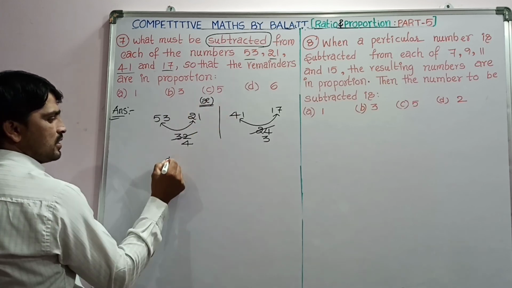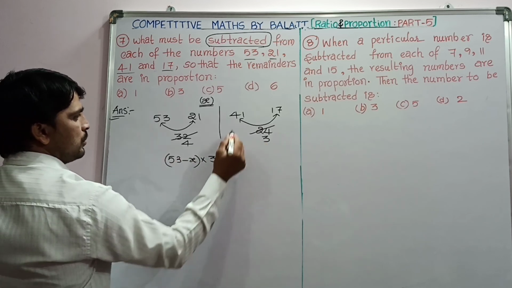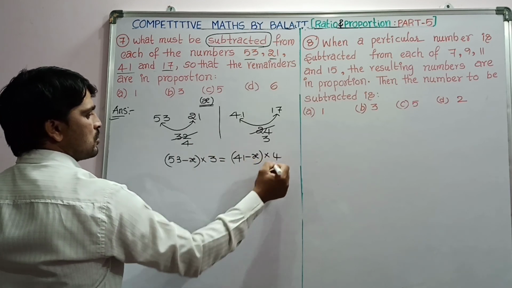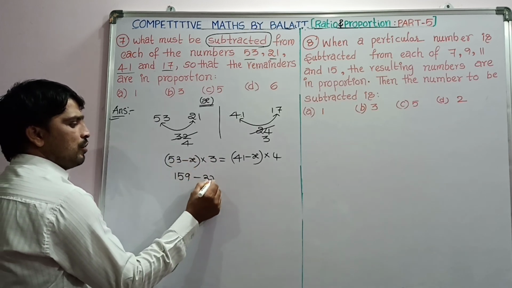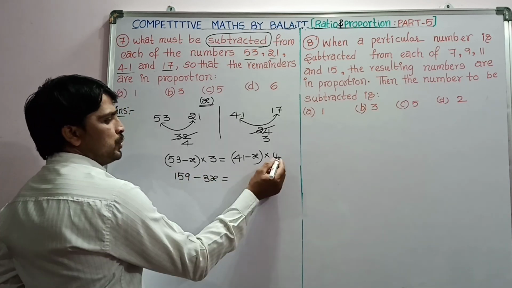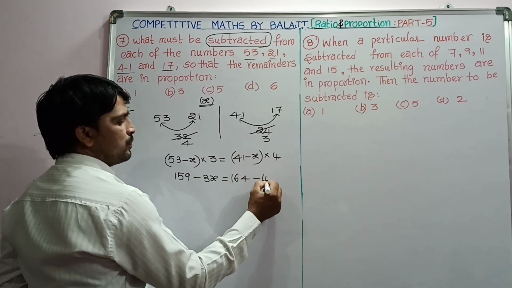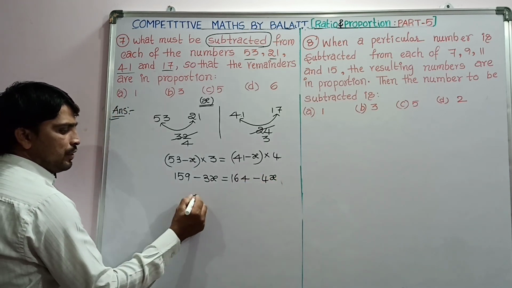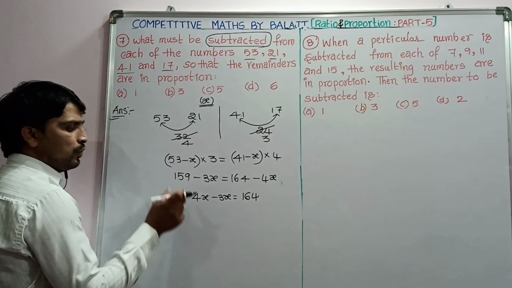Consider 53 minus x times 3 is equal to 41 minus x times 4. This is a shortcut method. 3 3s are 9, 3 5s are 15, minus 3 times x, 3x. So we have to distribute 3 to both of the terms 53 and x. Similarly, distribute this 4 to both terms. 41 4s are 164 minus 4x. So take minus 4x to LHS, it will become plus 4x minus 3x equal to, we have RHS 164.